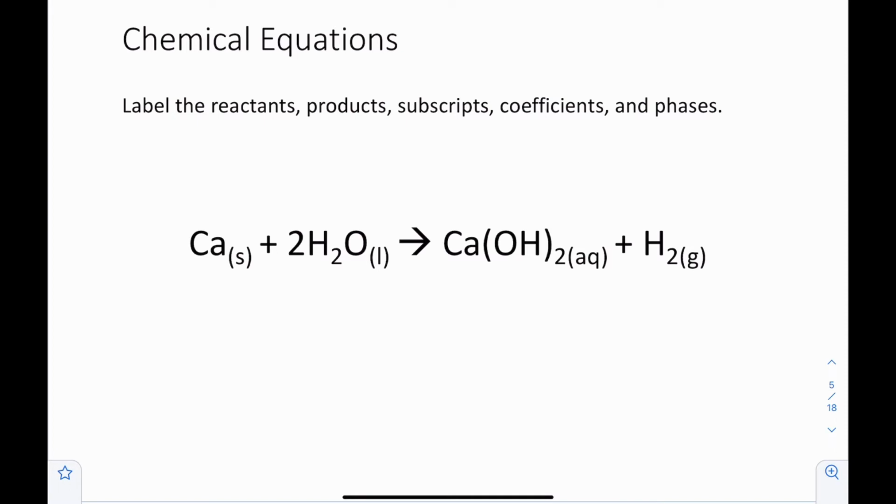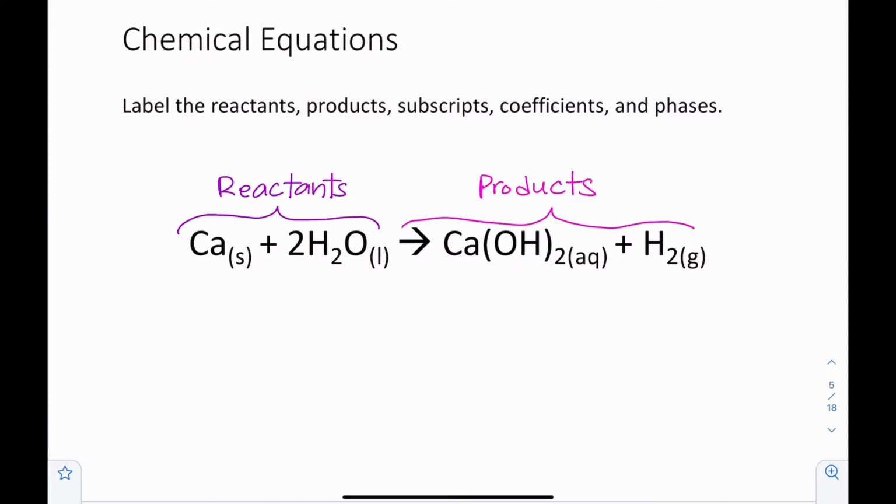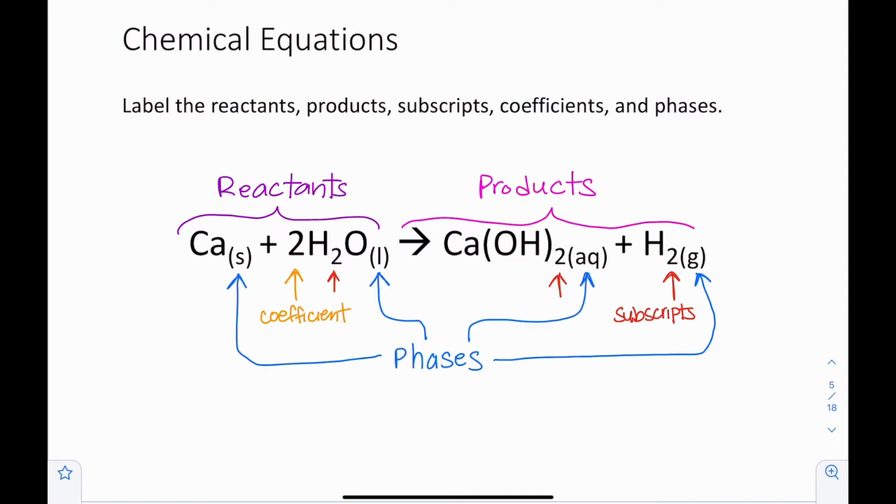This is an example equation, and we're going to label all the parts of it so you have something you can refer back to. The reactants are on the left. The products are on the right. The big number in front is the coefficient, and the small numbers are subscripts. And I chose this equation because it has all the phases in it, so solid, liquid, gas, and an aqueous solution.